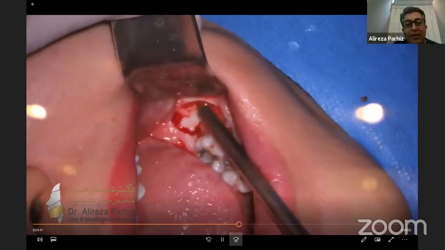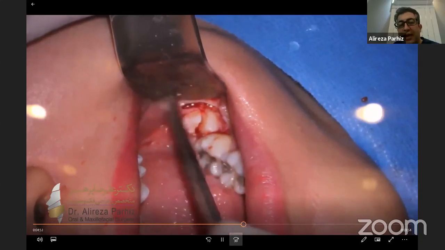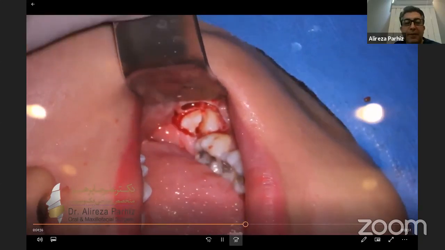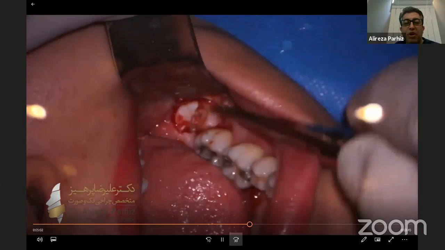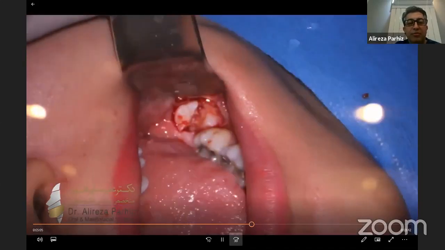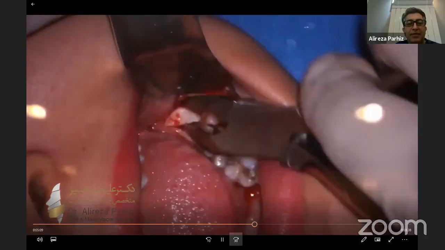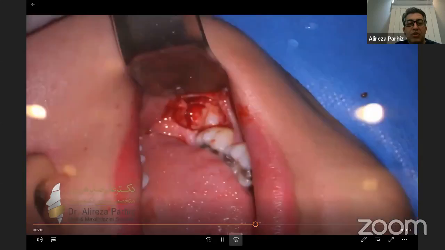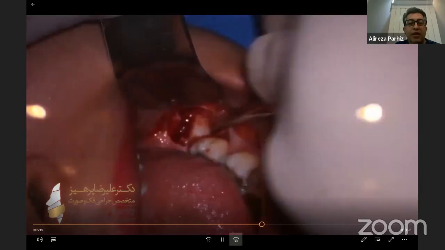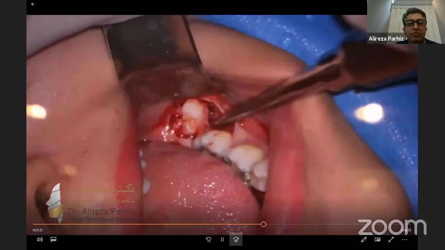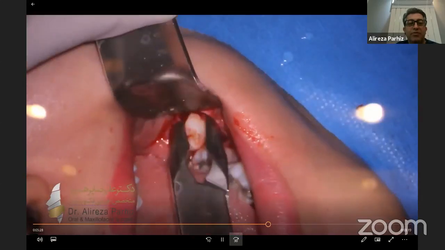Okay, now the dental cut is completed. We will separate the distal part using an elevator. As you see, the distal part is separated from the crown. We remove the distal part, so we have enough space at the distal part of the third molar. So we can push the third molar into this space with an elevator. And now we can remove the whole impacted tooth.